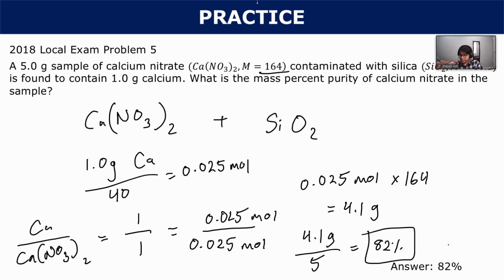Again, what we did here is we took the calcium and looked at the ratio between calcium and calcium nitrate. And we used the number of moles of calcium and related that to the moles of calcium nitrate. And so that allowed us to find the mass of the calcium nitrate in the sample, and therefore we can take that mass and divide by the total mass to find the mass purity.